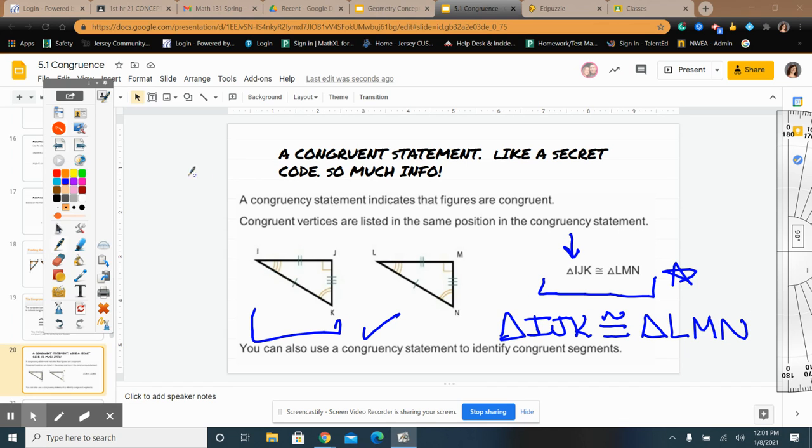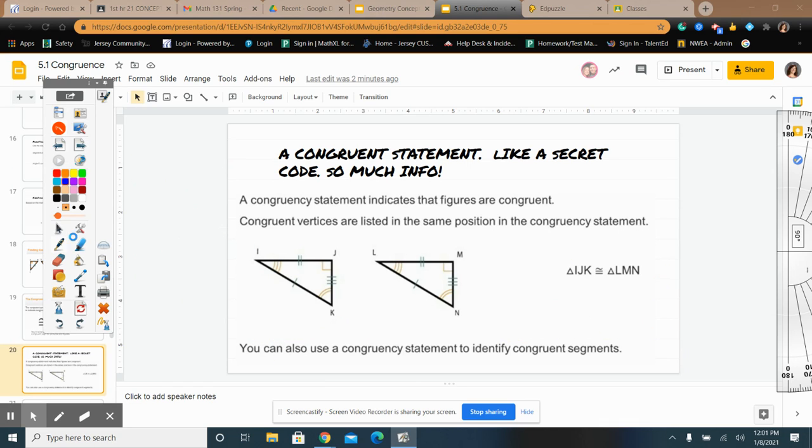If I would have named the first triangle something different, that's not even a triangle sign, Mrs. Bruno. If I would have named it triangle JKI, then I would have had to write J matches with M, K matches with N, and I matches with L. So you would have to rearrange the orders. So it's kind of like a code. And in this code, you can also find the segments, not just the angles.